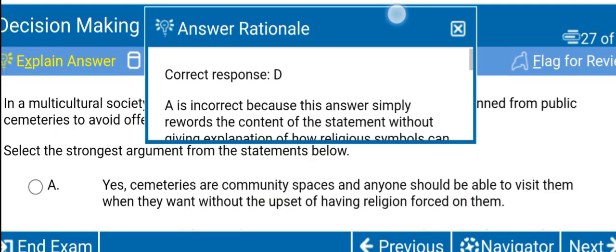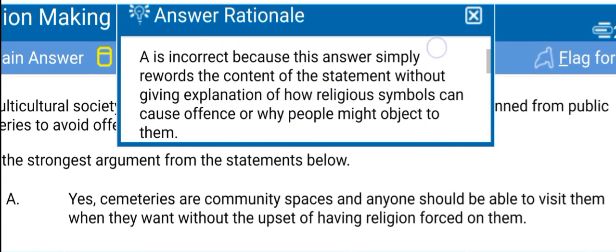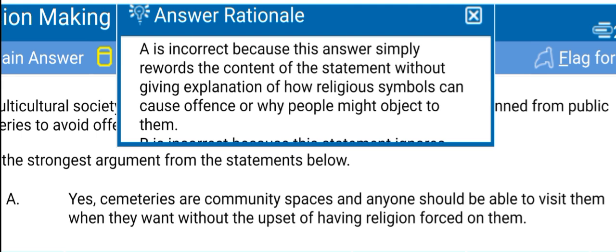So here the correct response is option D, but the other options are incorrect. So let's see why. Option A is incorrect because this answer simply reverts the content of the statement without giving explanation of how religious symbols can cause offense or why people might object to them.